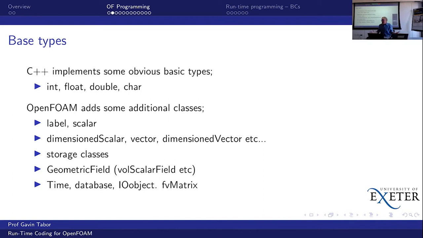So various of the storage classes have been implemented from raw. Then you've got what I like to refer to as geometric field, because that's how it's used, as for scalar field, vector field, and tensor field. Finally, there are a number of really quite sophisticated objects: time, database, IO object, which we need to know about in order to control the operation of our codes. Ignore FE matrix, I'm not going to need that, so I'm going to stop at IO object.